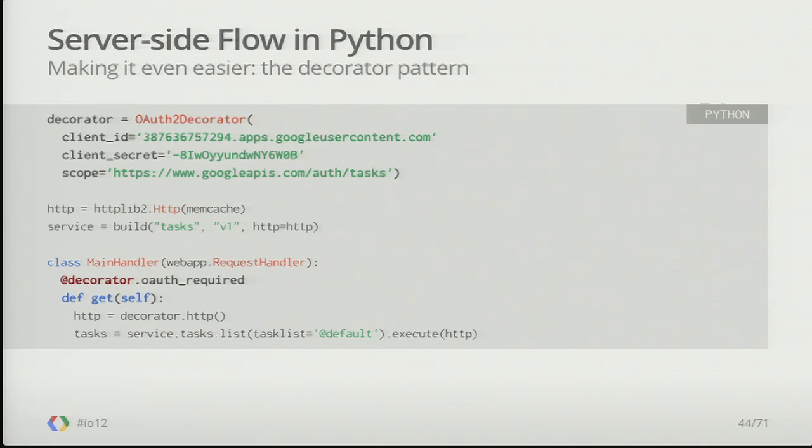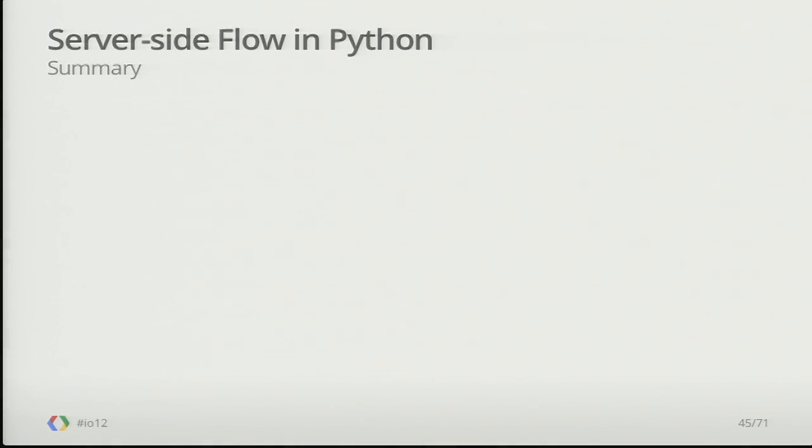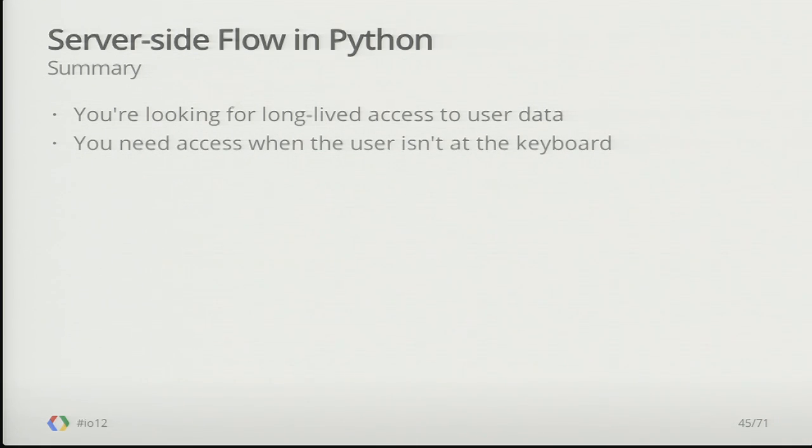There's also OAuth aware, another decorator that allows you to handle the experience a little bit more, but combine these together and it makes it really easy to implement OAuth. So if you're looking for long-lived access to user data, pretty much you have to use the server-side flow. You also use the server-side flow if you need access when the user isn't at their keyboard, or you need to call the API from server-side code. And reminder, I show this in Python, but we have support for a bunch of different languages, or you can write your own code.